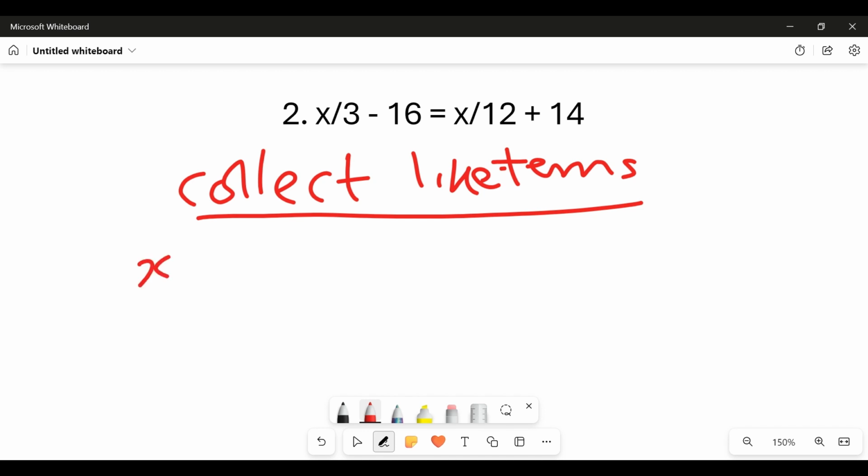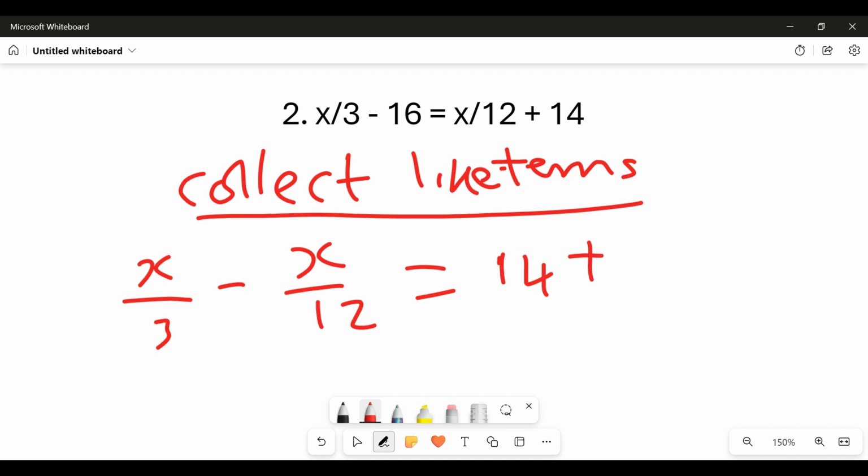This will be x divided by 3. This will now be minus x divided by 12. This is now equals to 14 plus 16. I already explained to you, x divided by 12 will change sign because it's changing its side. So the sign will change. If it's positive before, it turns to negative. If it's negative before, it will turn to positive. In this situation, it is positive, so it's changing to negative. The same thing with 14, 16.